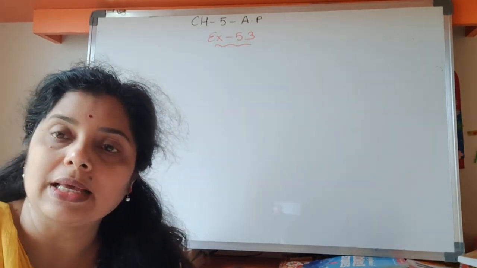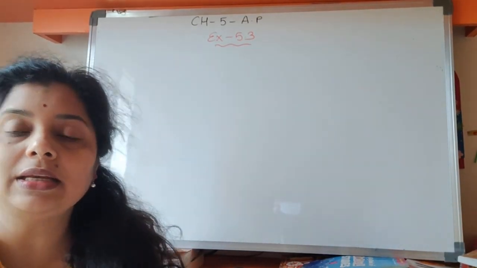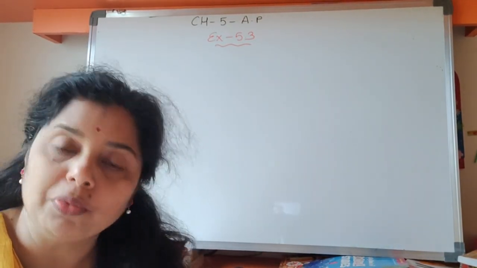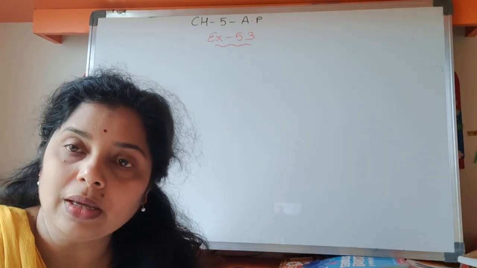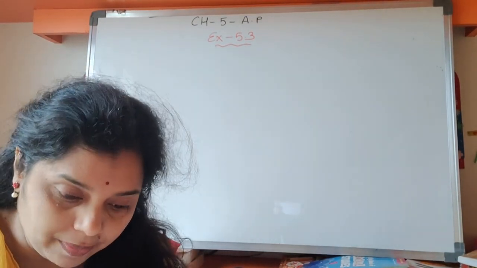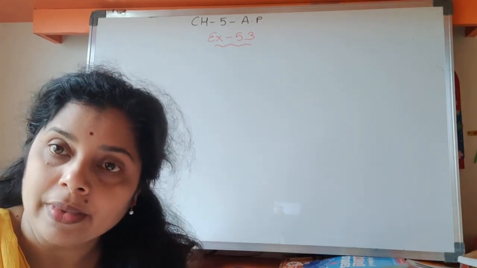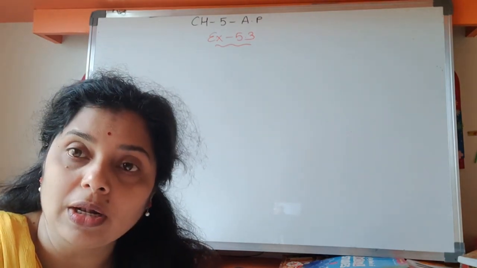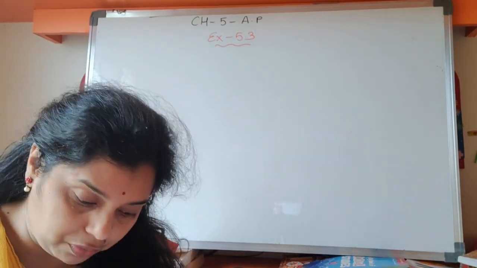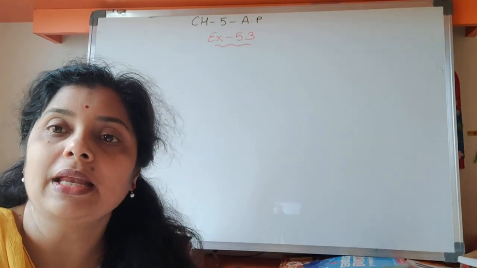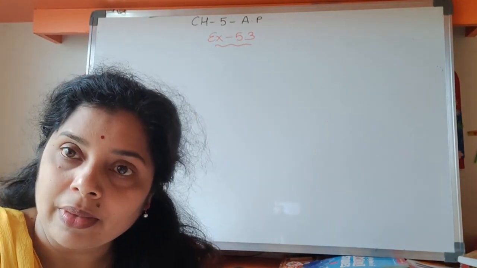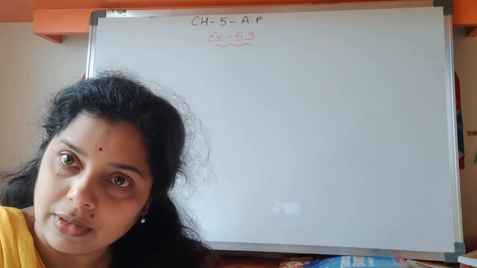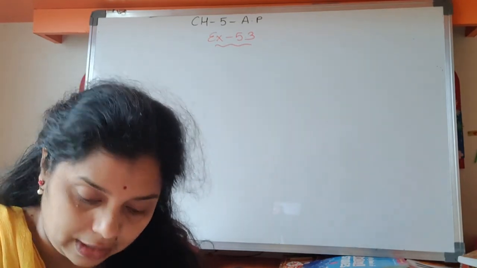First of all, S9 is given. So S9 means n is equal to 9, and you can apply the formula n by 2 into (2a plus (n minus 1) into d). As the value of d is already given, with the help of n you can find out the value of small a. And lastly, what we have to find out is a9. a9 is a plus 8d. a we already got from S9, d is already given, so you can easily find out a9.